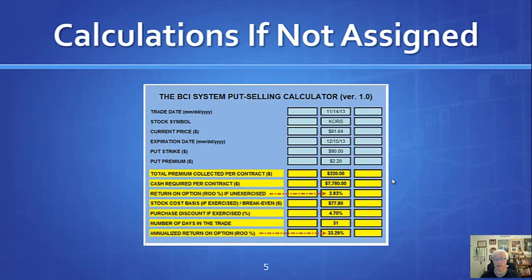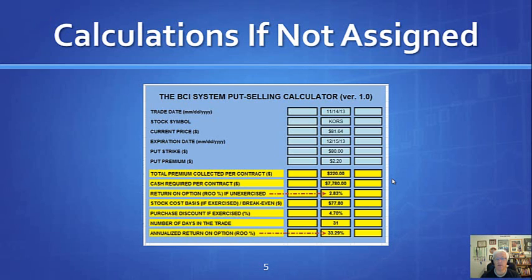Okay, here's a look at the BCI put selling calculator, and we take the information gleaned from the options chain and we put that into the blue cells at the top. And then you can see we just put in the trade date and the ticker symbol of the stock. Remember, the current market value was 81.64 and the expiration of the contract was December 15th. The strike we're looking at is the out of the money $80 strike, which, if you recall, generated a bid of $2.20. Now, once you put that information into the blue cells, the yellow cells will become automatically populated.